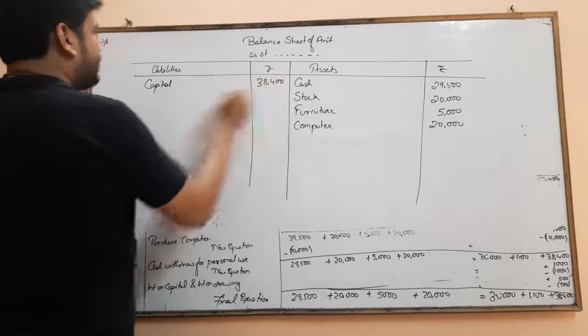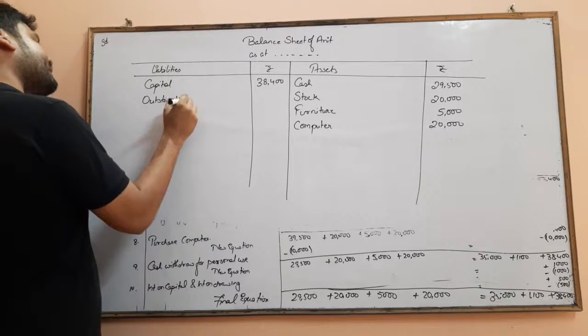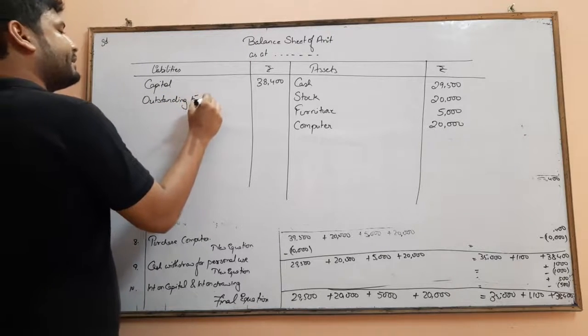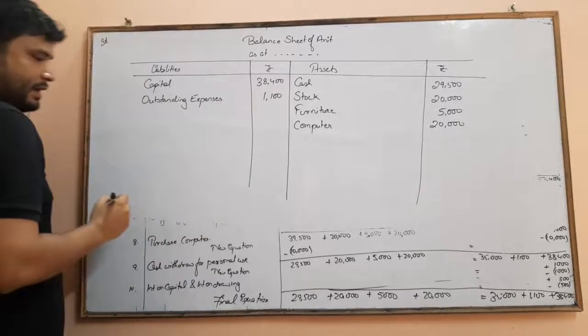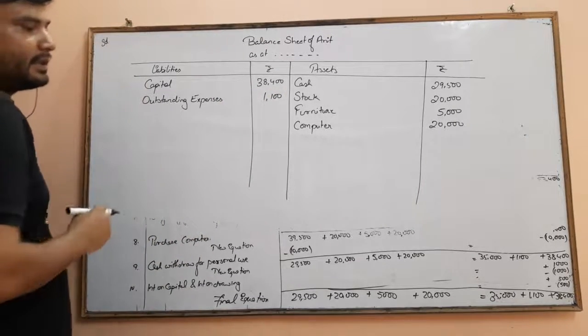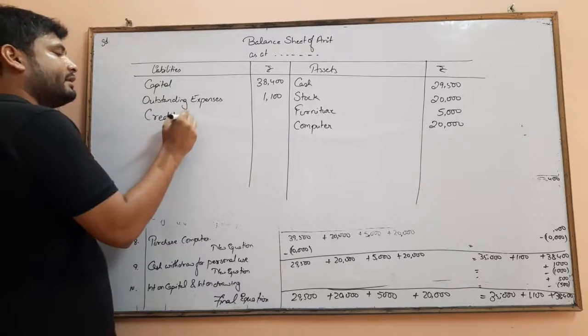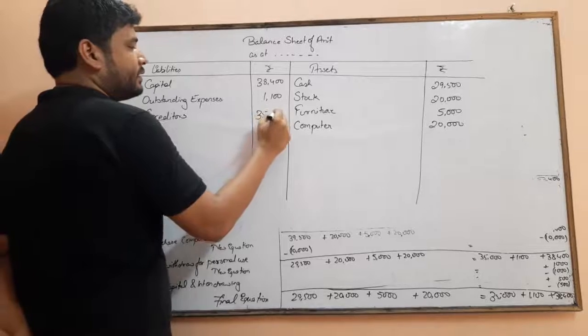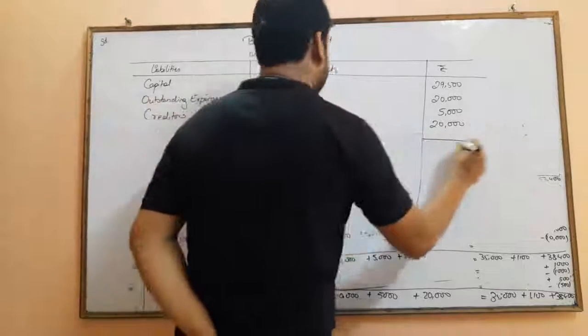On the other hand, I have the capital of rupees 38,400, outstanding expenses of rupees 1,100, and my creditors, that is my liabilities of rupees 35,000.